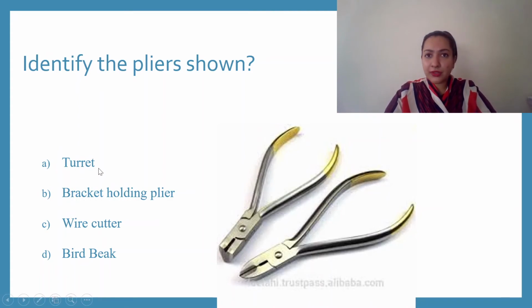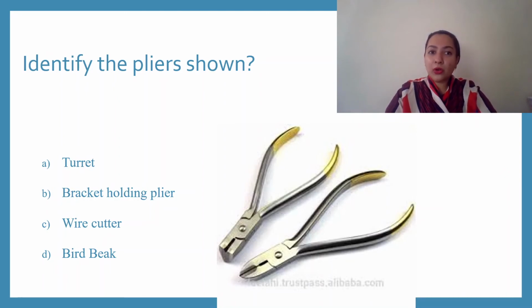Turret is a different instrument. You all can see what a turret looks like, or maybe I can show you in one of my lectures. Bracket holding pliers is basically a reverse tweezer. It is used to hold the brackets and place them onto the tooth surface. Bird beak is again a different instrument. Maybe we can take up one lecture which is purely based on identification of instruments.